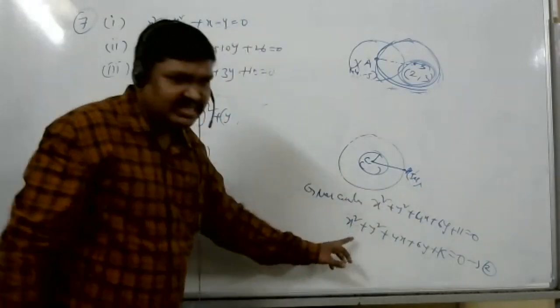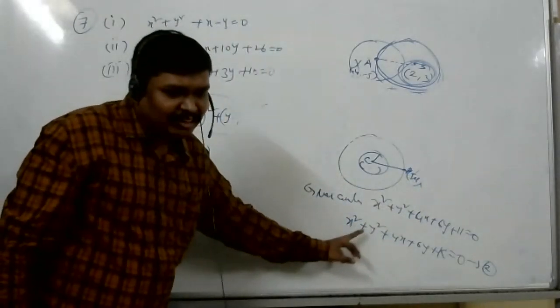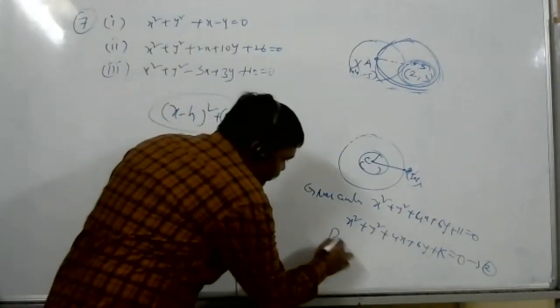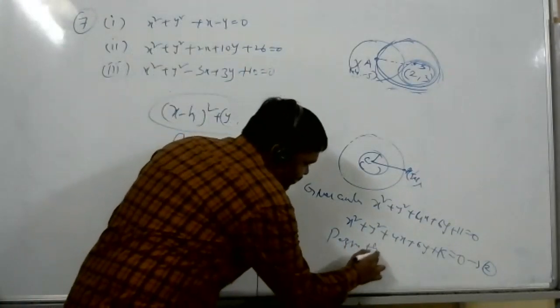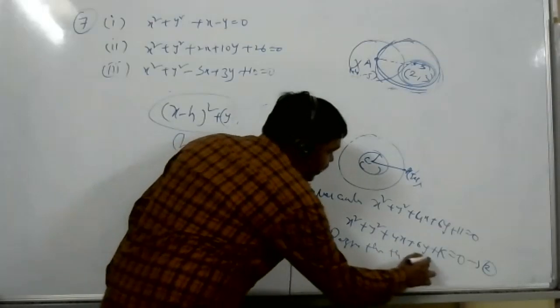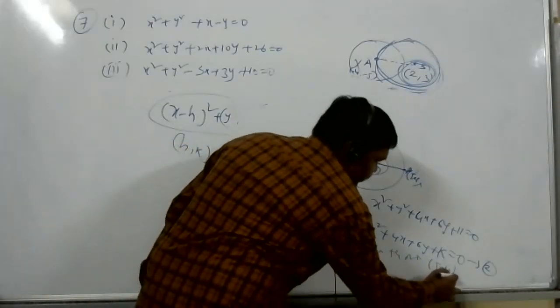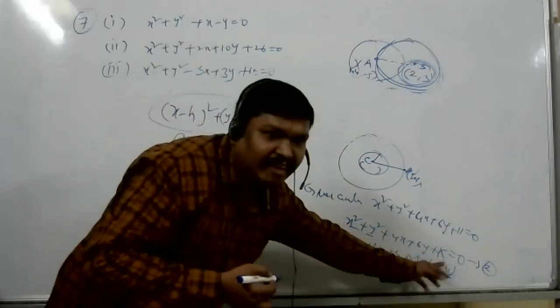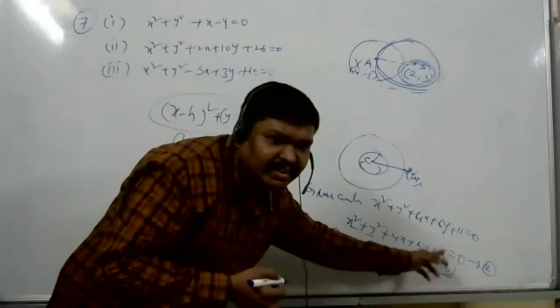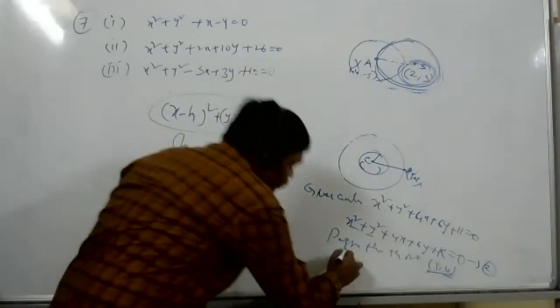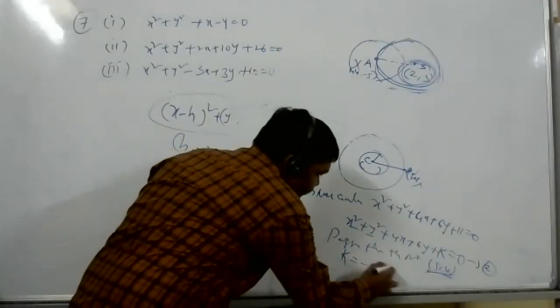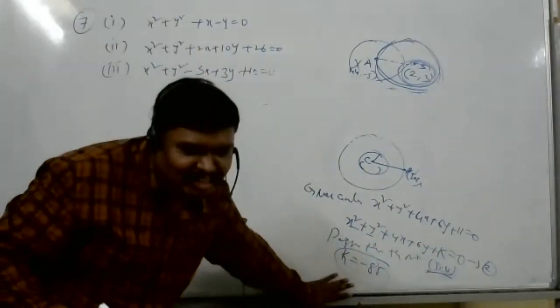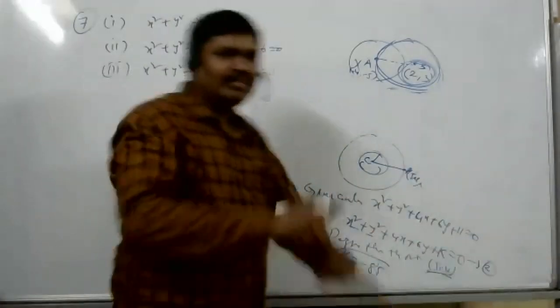Since equation 2 passes through the point (5, 4), substituting this (5, 4) for x and y, we will get the k value. k is equal to minus 85. Then substituting the k value in equation 1, the problem is over.